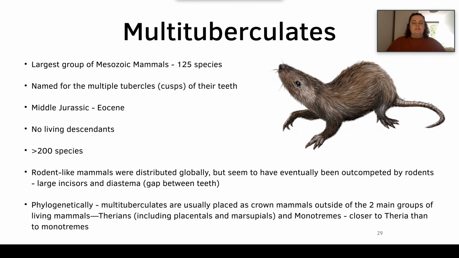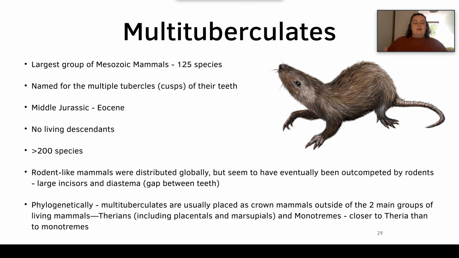So next we move on to the multituberculates. So these are the largest group of Mesozoic mammals with about 125 species. They are named for the multiple cusps on their teeth, and they date from the Middle Jurassic to the Eocene. There are no living descendants of multituberculates, and they were rodent-like mammals, and they've been found globally, but they seem to have been outcompeted by rodents.